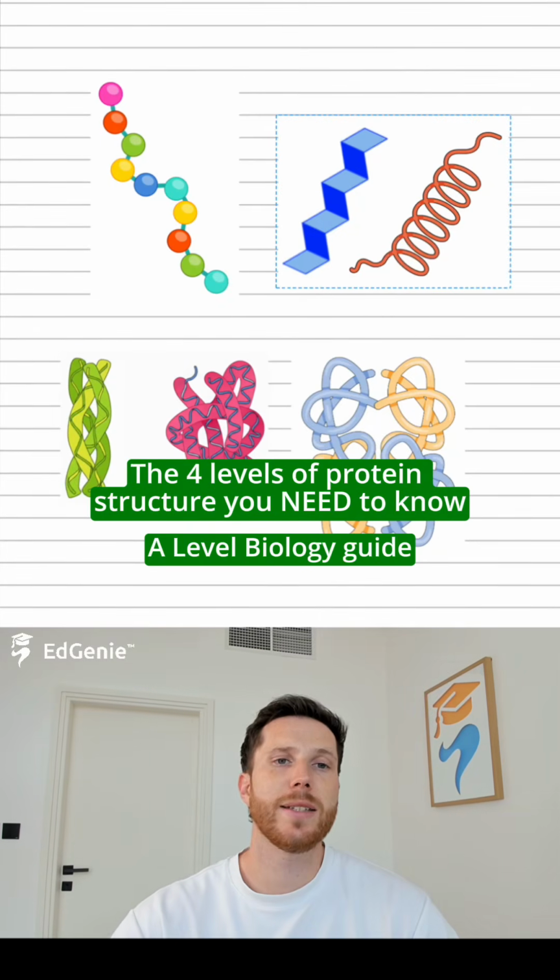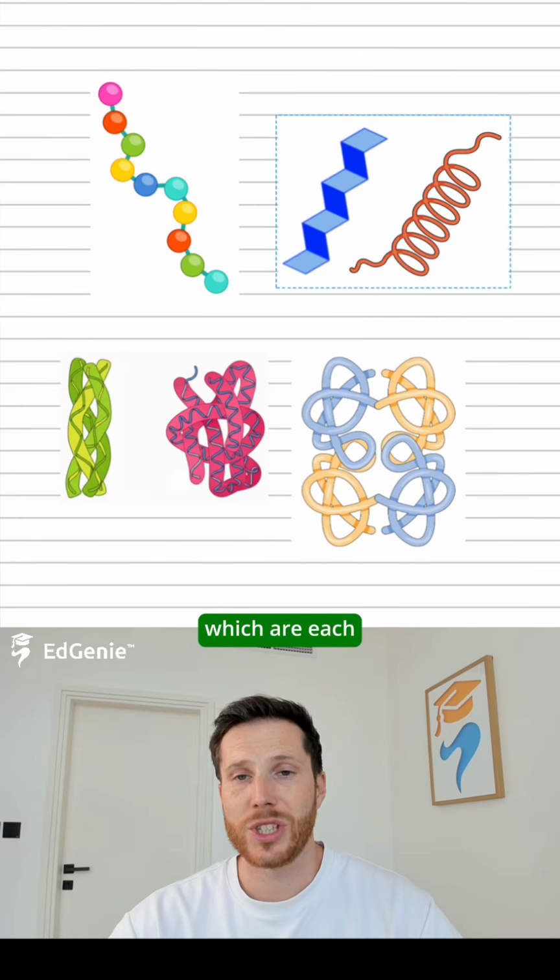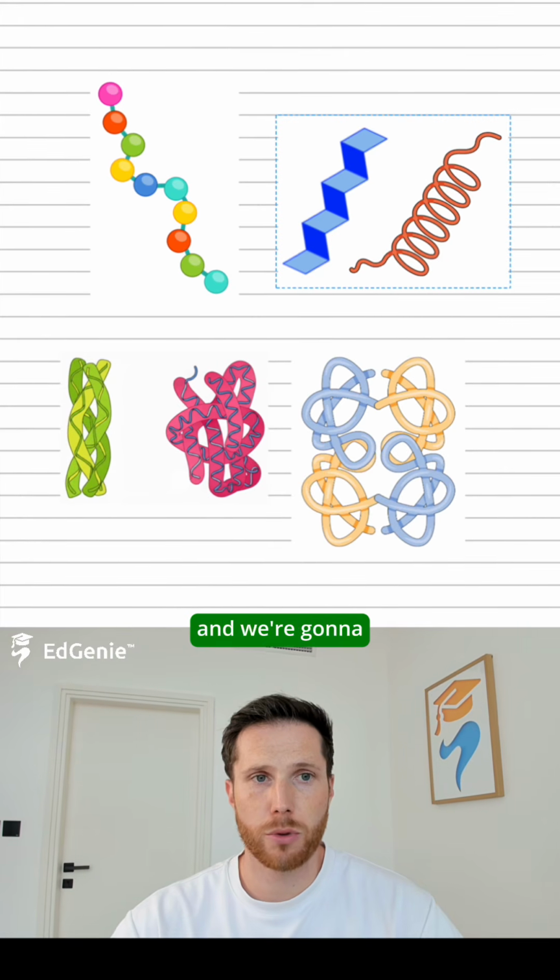This is your quick guide to the different levels of protein structure. Okay, so proteins fold themselves into 4 different structure levels, which are each held together by different bonds, and we're going to go through the 4 here.